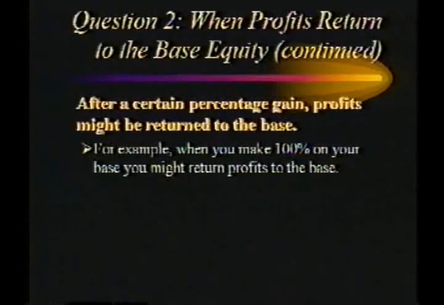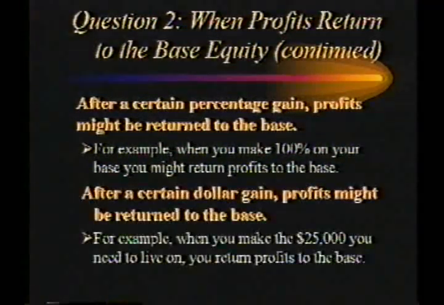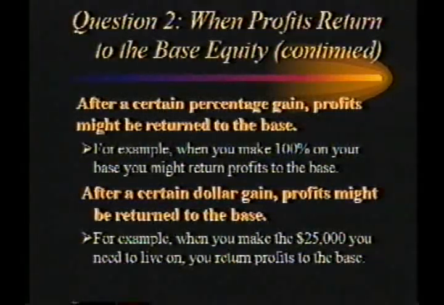You might return money to the base equity after a certain percentage of gain. For example, if you make 100% on your money, you say, okay, after 100%, then it's all my money again. It's all base equity. Or after a certain dollar gain, for example, if you need $25,000 to live on, you make $25,000 on your profits. That's enough to live on. Now it's all my money again. It's all base equity again.